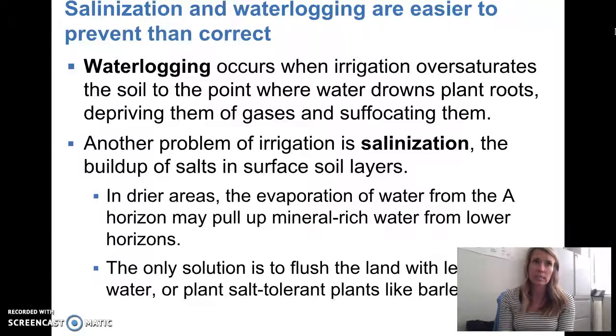The other problem that's less obvious is what's called salinization, and this is a buildup of salts in the surface soil layers. There's a lot of salts as we move down the soil horizons, but at the top there isn't as much. If it's a pretty dry area, the water is going to be evaporating from the surface of the soil, from the top horizons, and as it does that, it pulls water up from the lower horizons, and with it comes the salts. Then as the water evaporates, the salt is left behind, and now the topsoil becomes very salty.